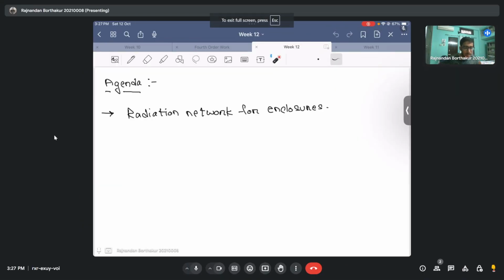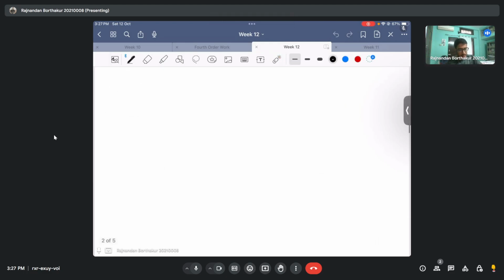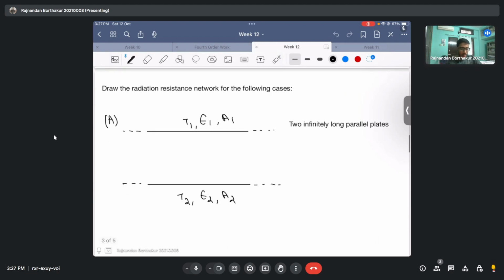All right. If there are no questions, we will start off with our first agenda today. We'll try to draw the radiation network for a couple of cases. The first case, as you can see on your screen, is two infinitely long parallel plates. Let's say the first plate is number one, and the second plate is number two. Of course, the temperature, emissivity, and area of each plate are given.